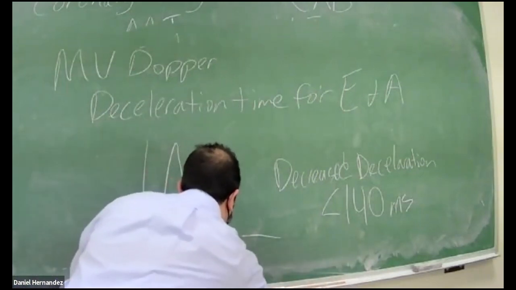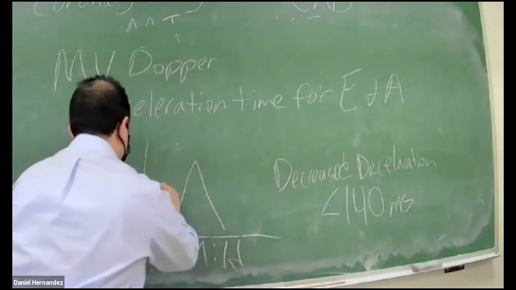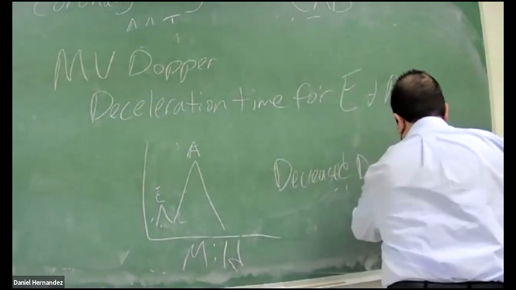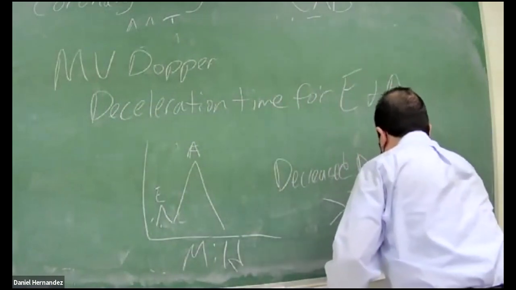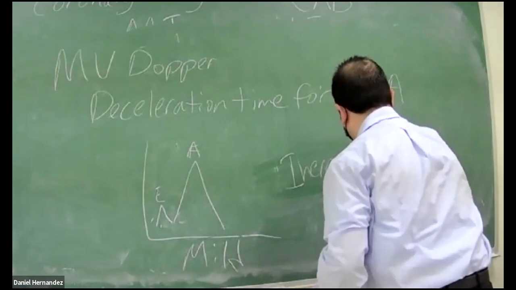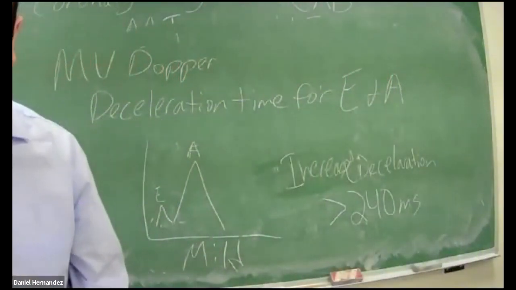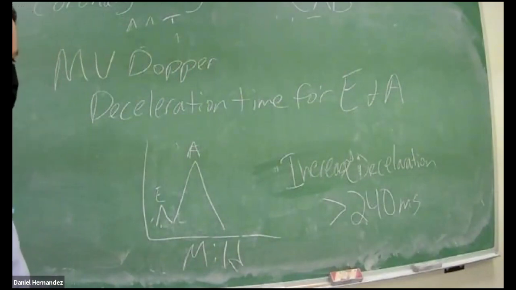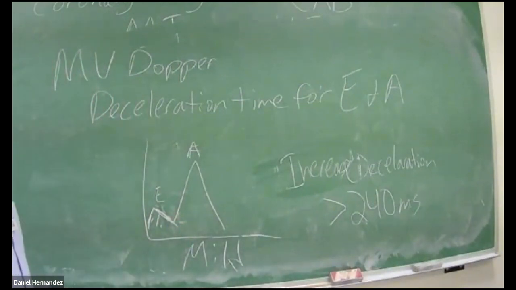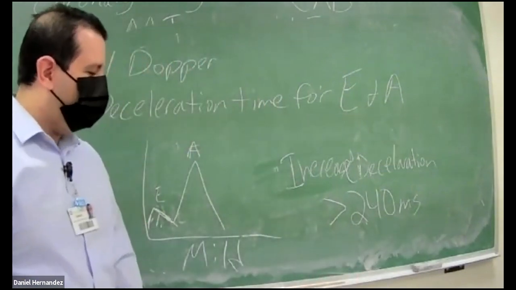With the mild one, we have little E, big A. Mild diastolic dysfunction deceleration time is going to be greater than 240, increased. At least those numbers are kind of not bad. 140, 240.